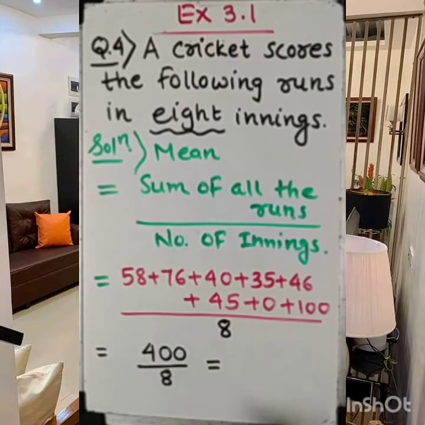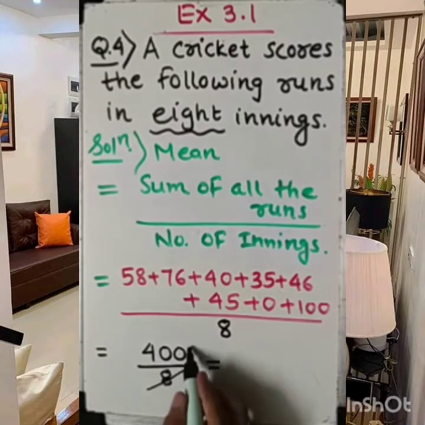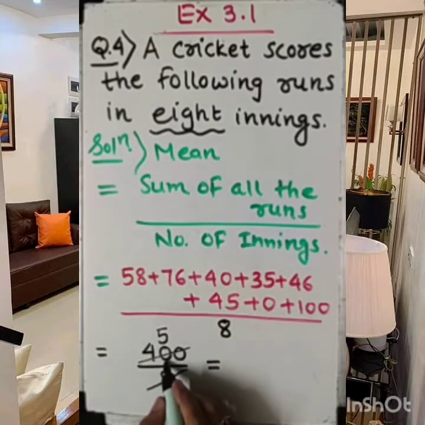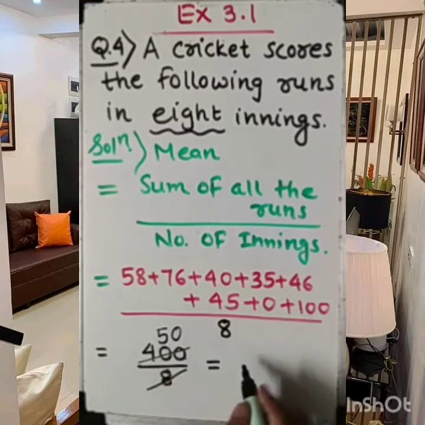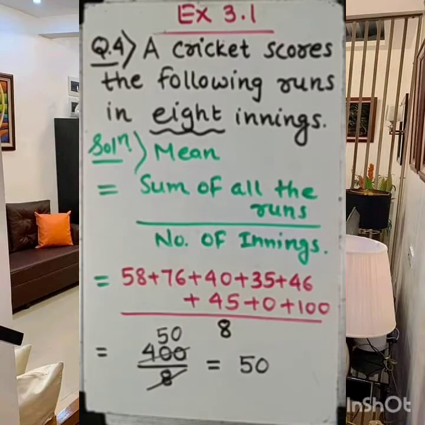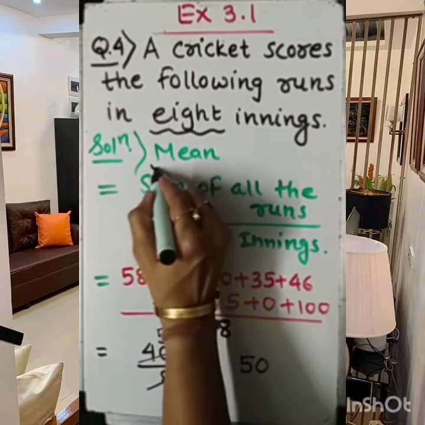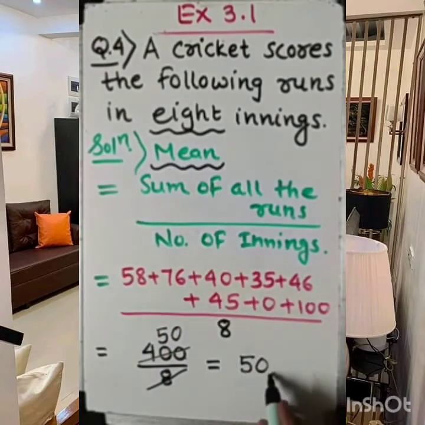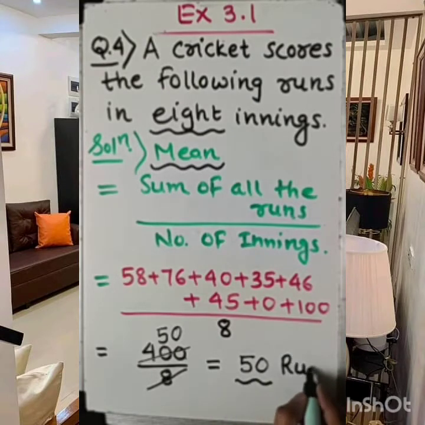So what will be the answer? Very simple. We know the table of 8. 8 fives are 40. And because of this one extra 0, I need to mention here 50. So my dear student, we need to say the mean of the given observations is 50. And what is 50? They are the runs. So we need to mention 50 runs. This is the complete solution of question number 4. Easy.